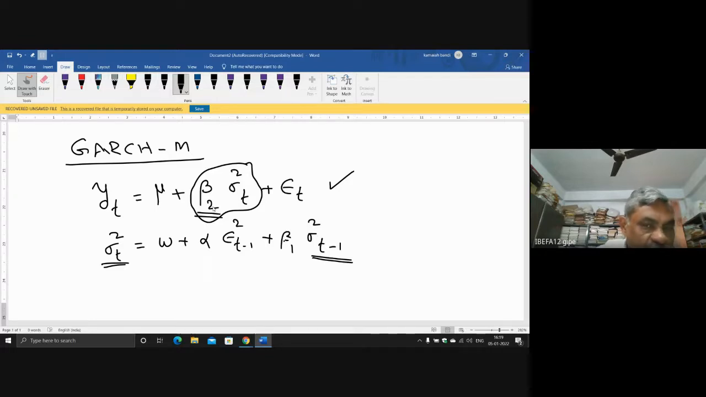Okay. So beta 2 sigma square t, the product of these two, this particular term is interpreted as risk premium.